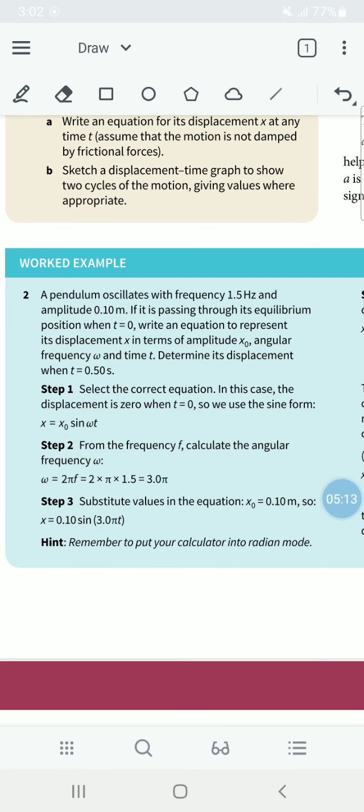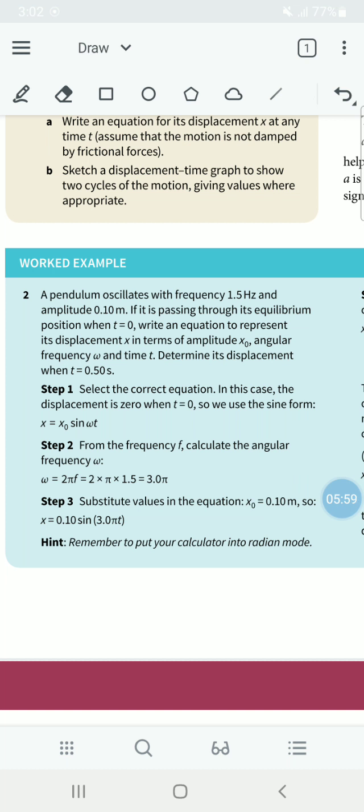A pendulum oscillates with frequency 1.5 Hz and amplitude 0.1 meters. So here they have not given the graph. If it is passing through its equilibrium position when t equals 0, write an equation to represent its displacement x in terms of amplitude xo, angular frequency omega and time t. Determine its displacement when t equals 0.5 seconds. So first of all, one thing that you need to do is write down whatever information they have given. Frequency has been given as 1.5 Hertz. Amplitude has been given, that is xo is 0.1 meters. Right?